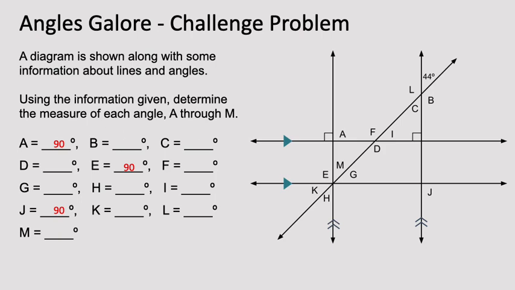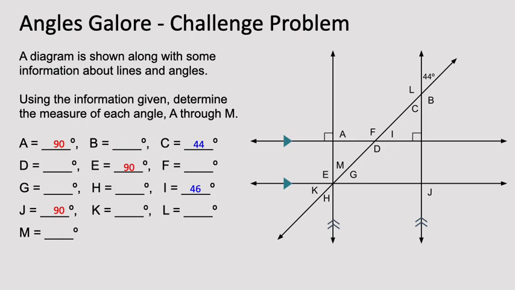All right, so the measure of angle C is 44 degrees because it forms a vertical angle with that 44-degree angle. Now the measure of angle I, let's look at the triangle that's formed. And we know by the triangle sum theorem that the measure of the three angles of any triangle is 180 degrees. Therefore, C and I must be complementary. Let's subtract 90 minus 44 to get 46 degrees for the measure of angle I.